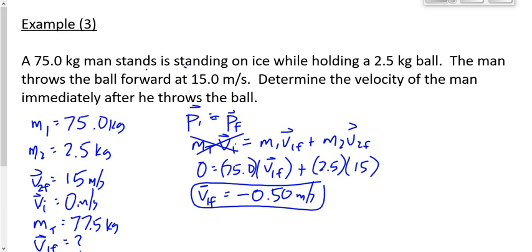Or you could say 0.50 meters per second. Yeah, backwards, right? 0.50 backwards. Is that all right?